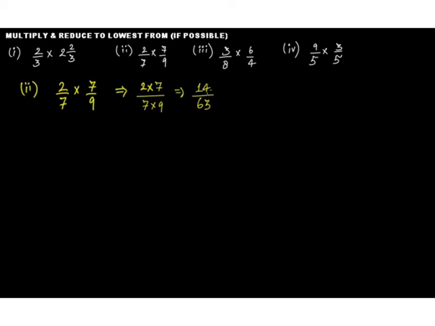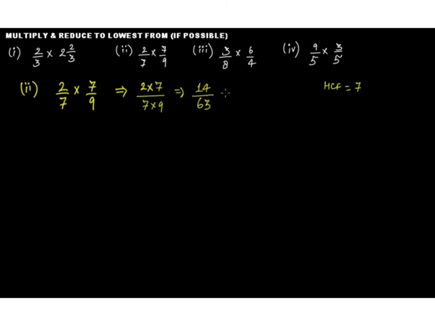if you have to, the second part, if you have to simplify it, or if you have to write this fraction in its lowest form or the simplest form, first find out the highest common factor of 14 and 63. The highest common factor of 14 and 63 will be 7. So 14 and 63, the highest common factor is 7. Now divide this numerator by 7.